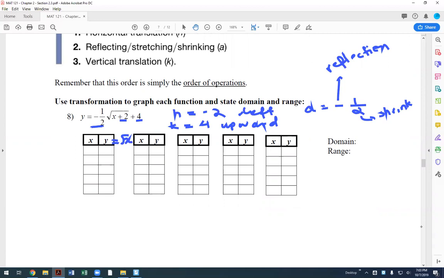Then they want us to do the horizontal transformation as the first step. So that means we are doing the -2 h part. So that's going to come from square root of x plus 2, and hopefully you can write it a little better on your paper than I can on the screen. But you're going to then do the square root of x plus 2 part next.